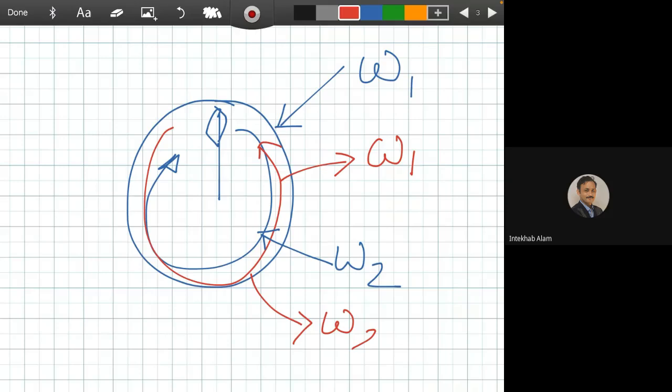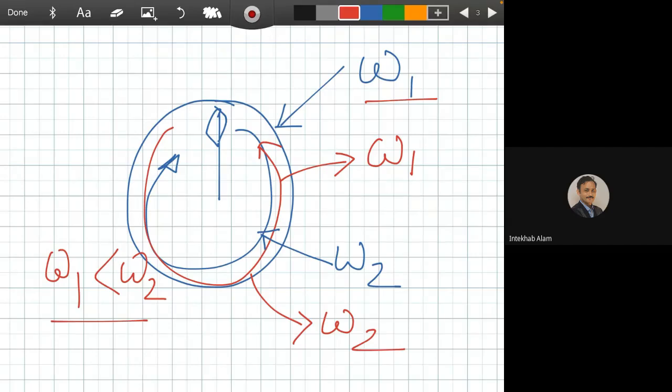What type of resultant? It's a charming resultant. I will give you an example. You are strolling with your friends in a field, so you are just moving round and round, and if omega 1 is less than omega 2, every time omega 2 will cross omega 1 at a certain period.